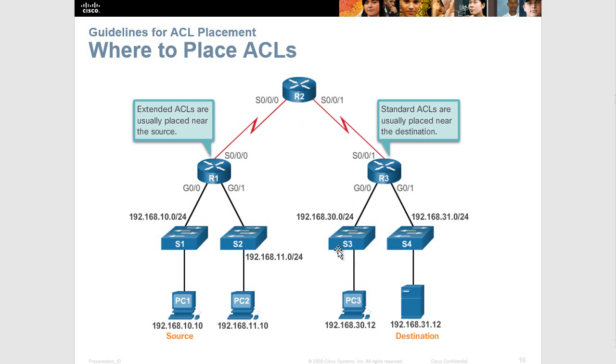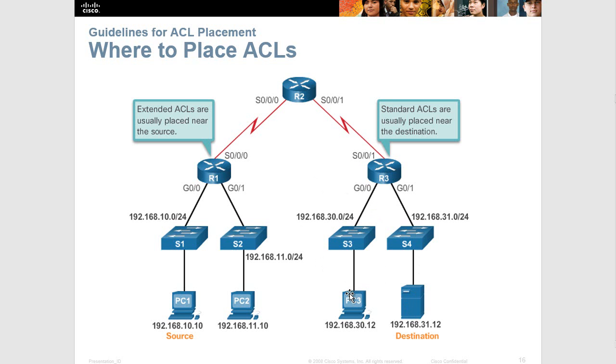If you place it closest to the destination, let's say I want to block it from PC3, I place that access control list outbound for G0/0 here, meaning that the only network that PC1 can't access is the network with PC3 on it. Okay, and I've done my job. I can still get to the server. I'm still good to go.